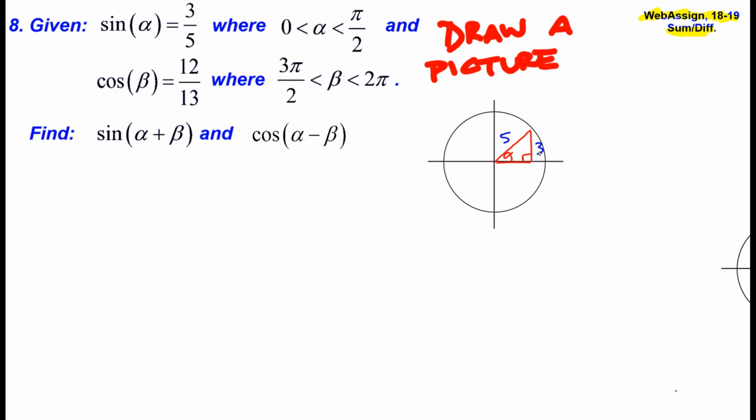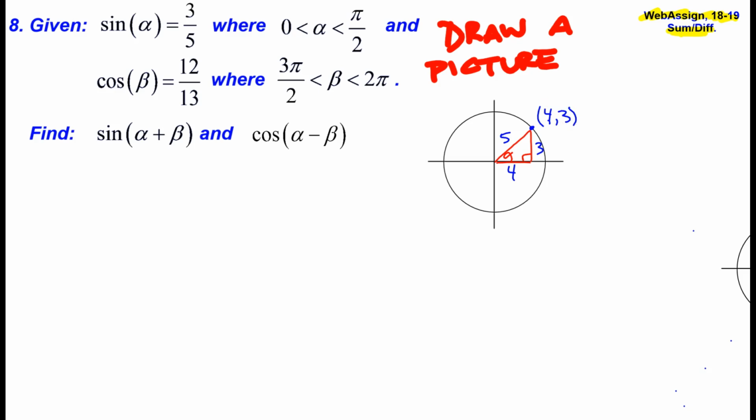Now I need to find the horizontal component. Well, that's easy. This looks like a 3, 4, 5 right triangle. So I know that component right there. The horizontal component is 4. Remember, that point has the coordinates 4, 3. 4, 3 is the coordinate of that point that lies on the terminal side of alpha.